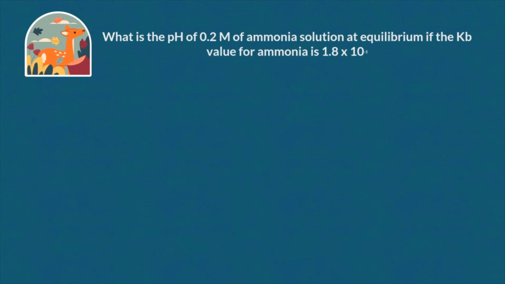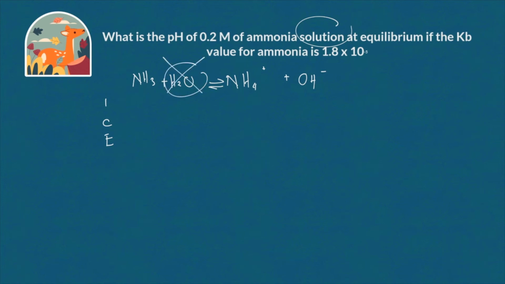So we have ammonia, which is NH3. Because it states here that it's ammonia solution, so plus H2O. So it shall produce NH4 plus and OH minus. So from there, we need to move on to the ICE diagram. And please remember that in the ICE diagram, the H2O is not going to play a role.